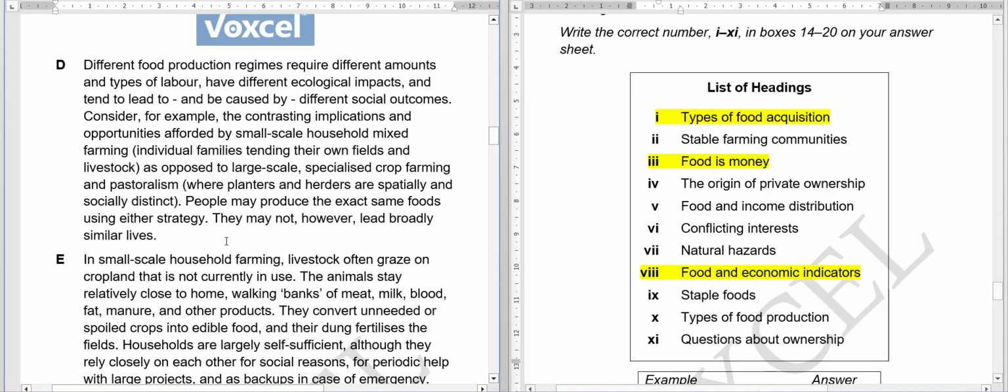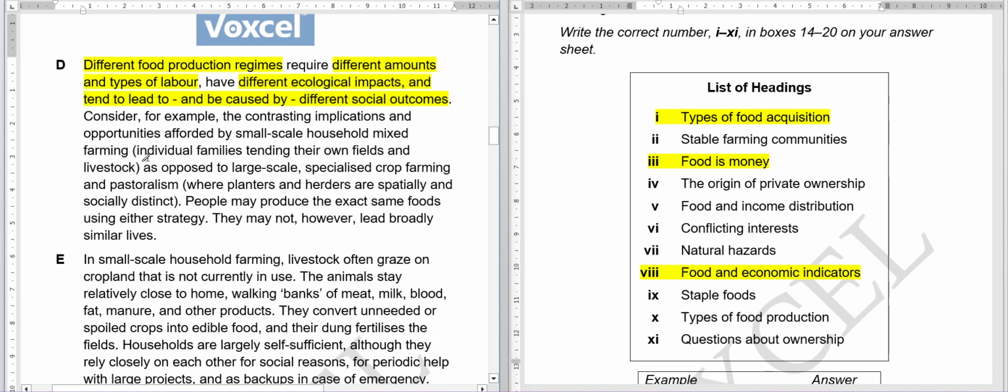Different food production regimes require different amounts and types of labor, have different ecological impacts, and tend to lead to and be caused by different social outcomes. So now they are telling us that different food production regimes, basically types and methods, require different amounts and types of labor. If you want to grow a food, you will require some things. If you like to grow a different type of food, you will require different kinds of things. Okay, they have different impacts, and they are leading to different social outcomes.